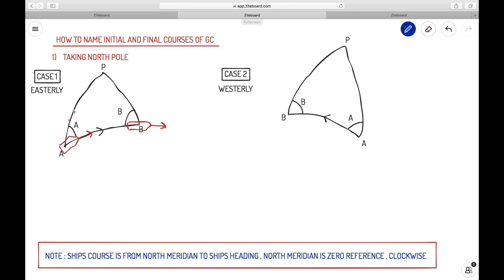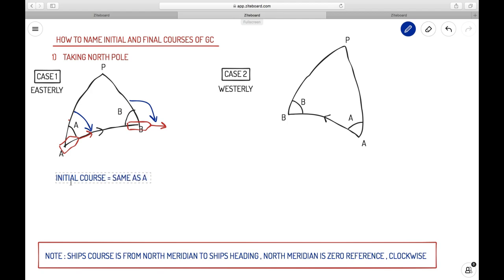So we need to find what is the course. Course is always, as I said, in your north. So from your North Meridian to your ship's head, that will be like this. Finally, the same, it is from ship's North Meridian. This is your North Meridian to your ship's head. So this will be your final course.